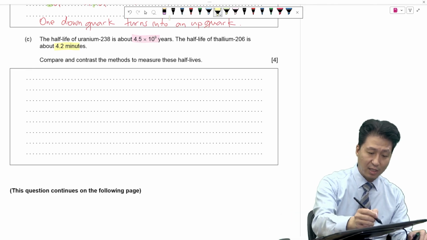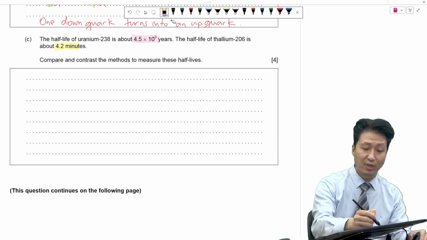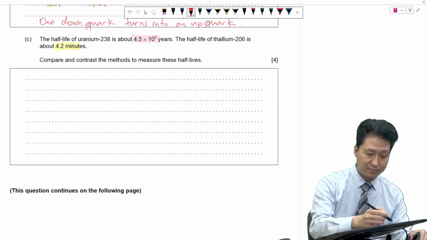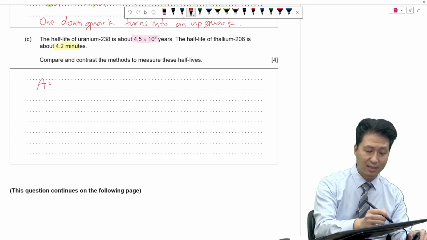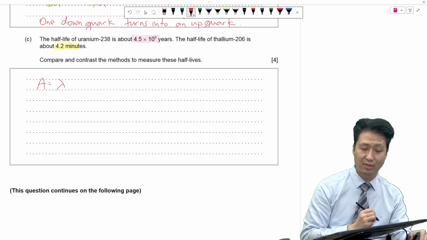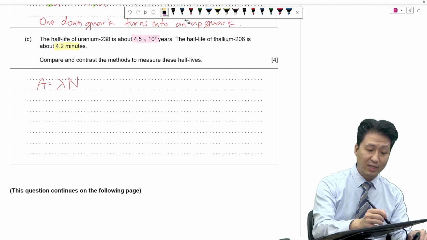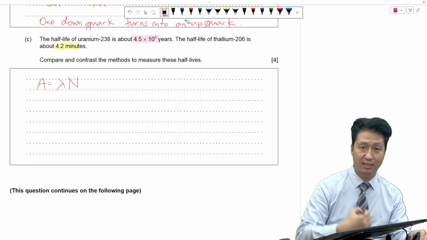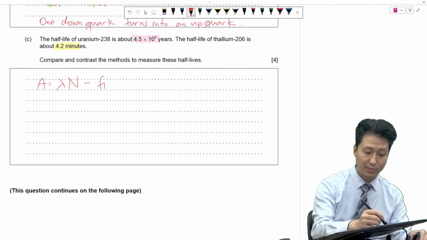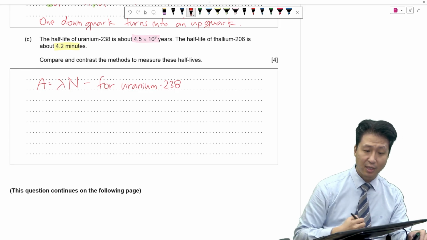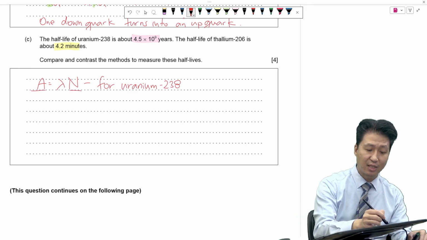So, how do you get the half-life of uranium without having to wait one full half-life then? Well, we know the activity is equal to the decay constant times the number of atoms. And we can use the decay constant to find the half-life. So for uranium-238, one needs to measure both the activity and the number of atoms.